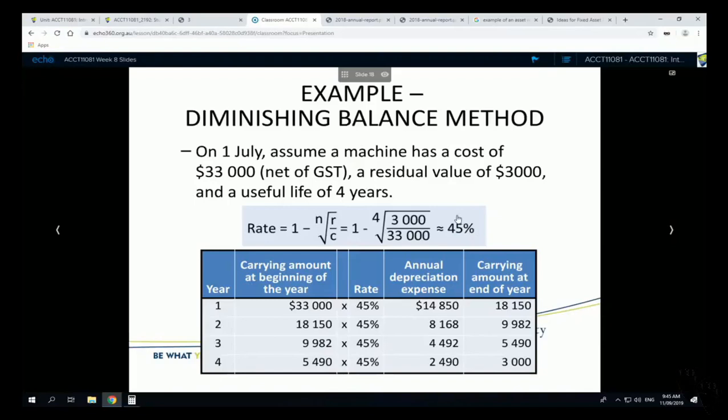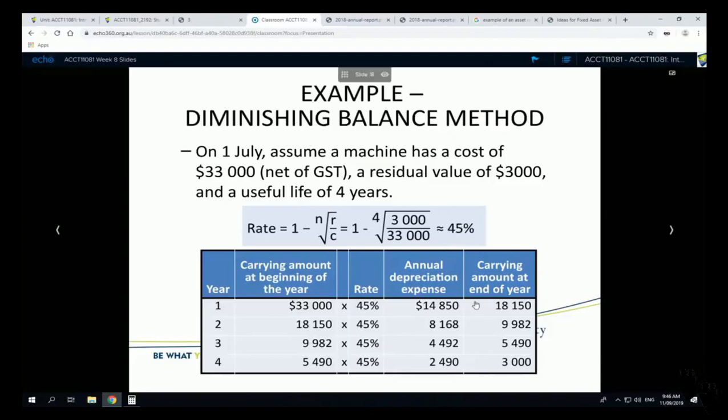So if you're given this question in an exam, the question would say, the company uses the diminishing value or reducing balance method of accounting for depreciation with a rate of 45%. What you need to know to do is this 45% gets applied, so two tips: one, to the cost net of GST to start with, and two, to the reduced balance at the end of each period. Okay, that's what you need to apply this percentage to.